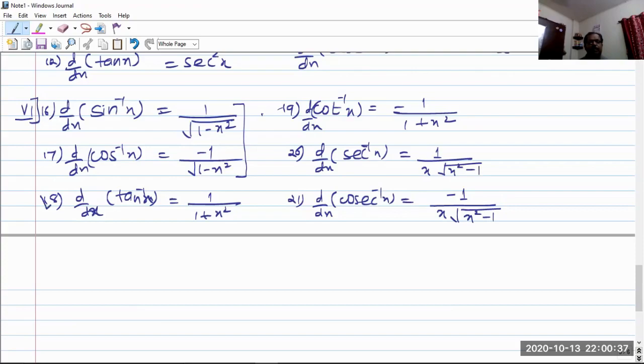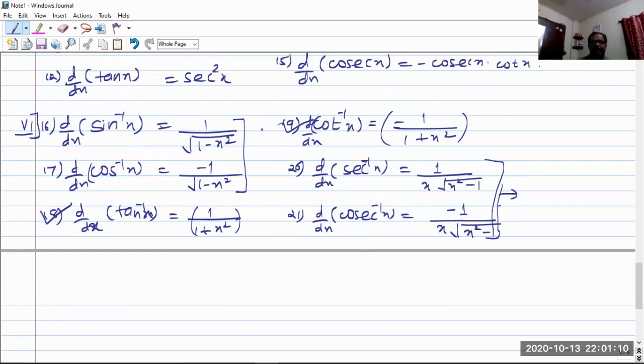Then we can make a pair of cot inverse and tan inverse. Again they are equal but opposite in sign, right? 1 upon 1 plus x square and minus 1 upon 1 plus x square. And the third pair is the derivatives of sec inverse and cosec inverse x, and again they are equal and opposite. They are 1 upon x root x square minus 1, right? So these are the derivatives of inverse trigonometric functions. Very easy to remember.